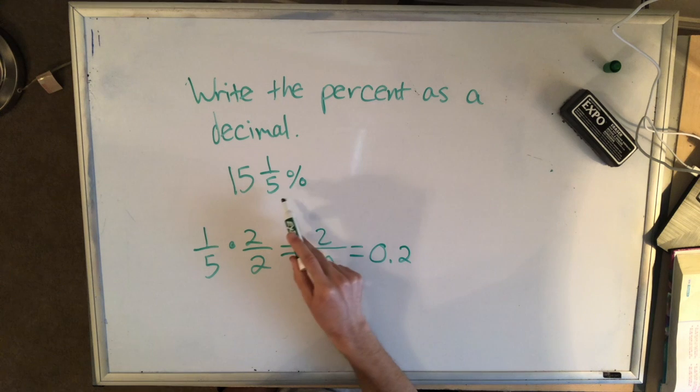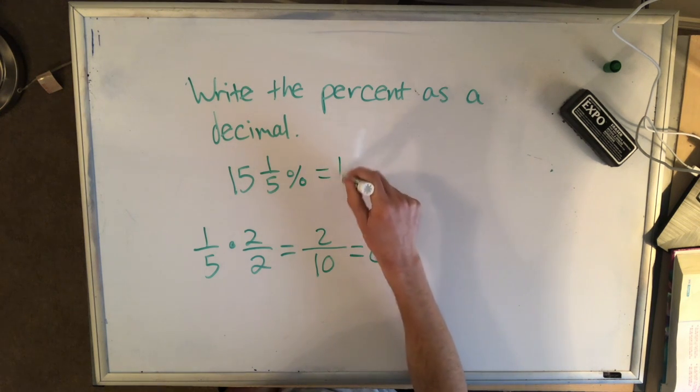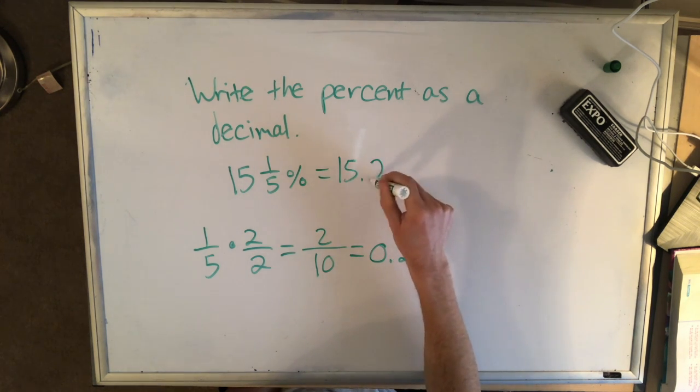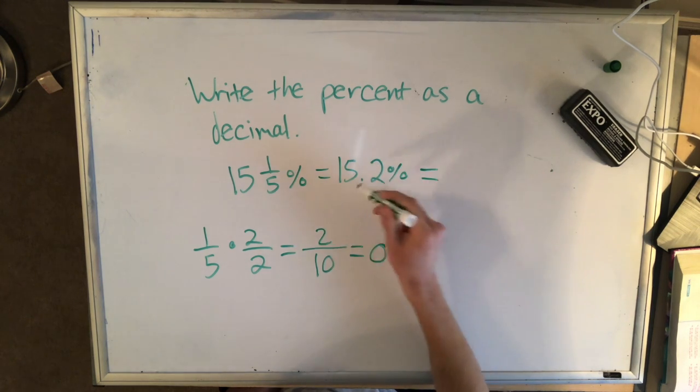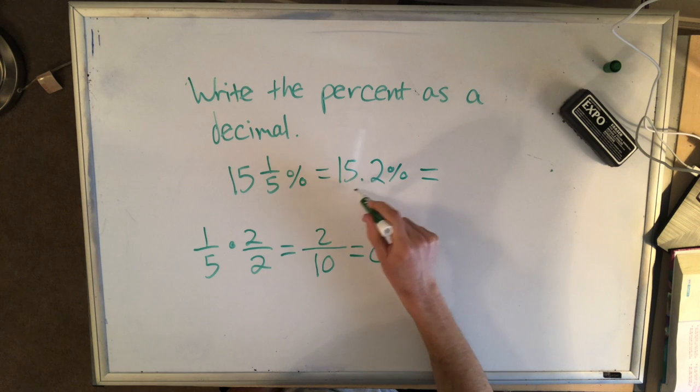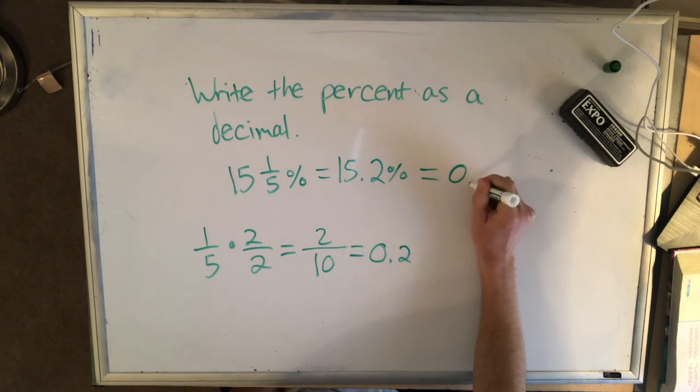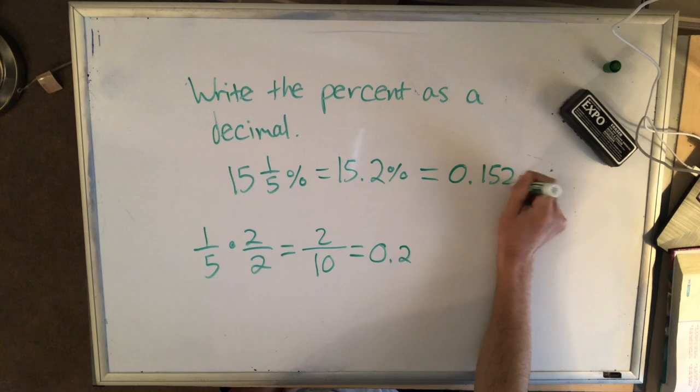So 15 1/5% is equal to 15.2%. And to convert it from a percent to a decimal, move the decimal point 2 places to the left. So that's 0.152.